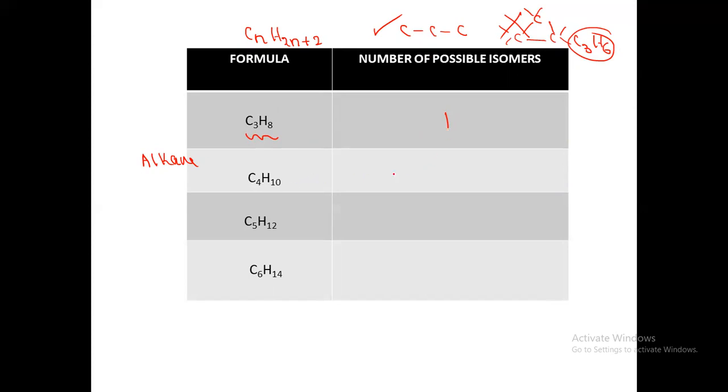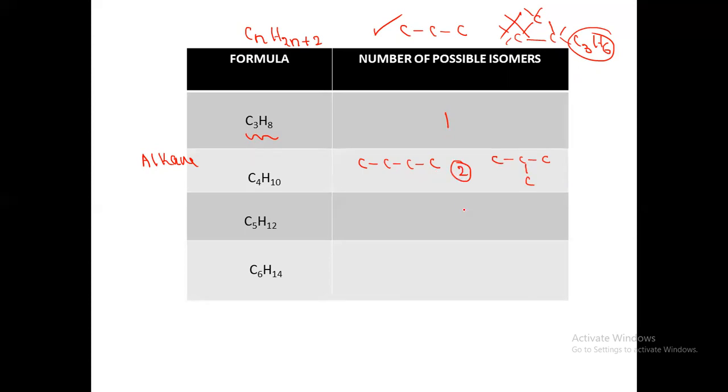Now C4H10. C4H10 means you can arrange in 2 different ways, right? With 4 carbons, either you can draw them continuously as a straight chain, or 3 continuous carbons and one not being part of the main chain. So 2 possibilities. For C4H10, you have 2 isomers. There is no general formula to find out the number of possible isomers, so it's better to remember this.